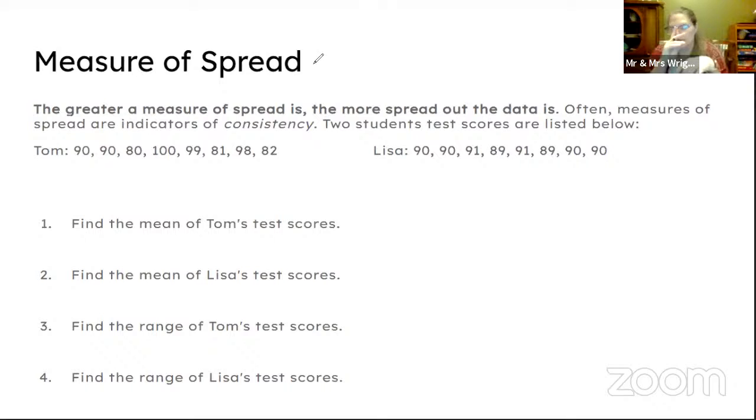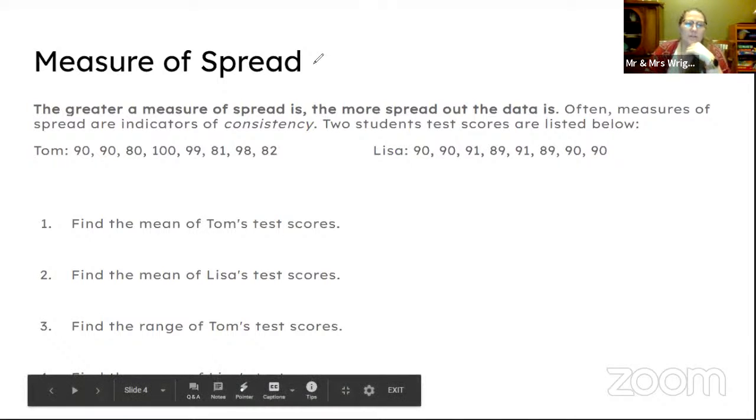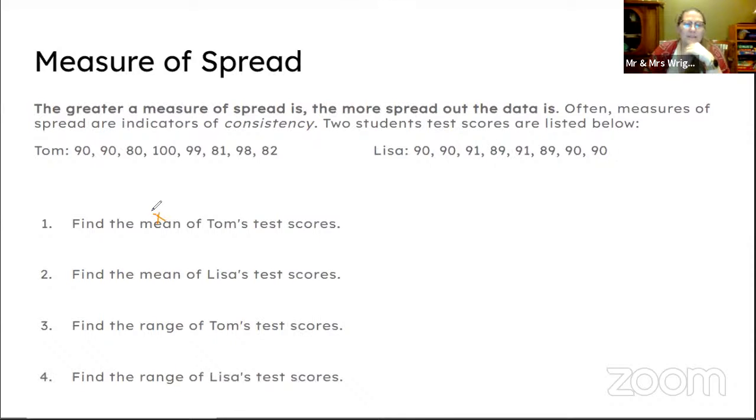So we've got 2 students here, Tom and Lisa, and these are their test scores. And we're supposed to find the mean and the range of all of their test scores. Okay, now remember, what does mean mean? Well, mean means average. So we're going to add them all up.